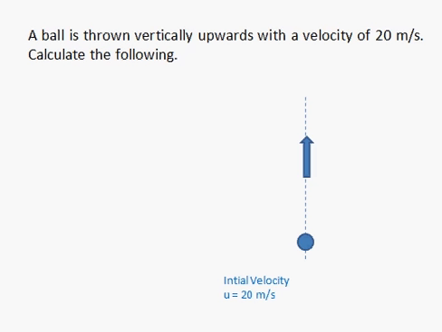Let us discuss a problem in vertical motion. A ball is thrown vertically upwards with a velocity of 20 meters per second. Now just imagine figuratively a ball is thrown vertically upwards with a particular velocity. As the ball is thrown vertically upwards, due to its movement against the gravity, it tends to lose all its velocity, and finally the ball's velocity will become zero, at some position and at some point of time.